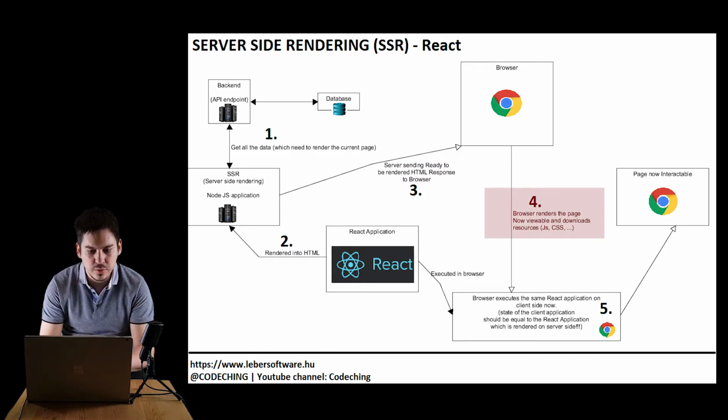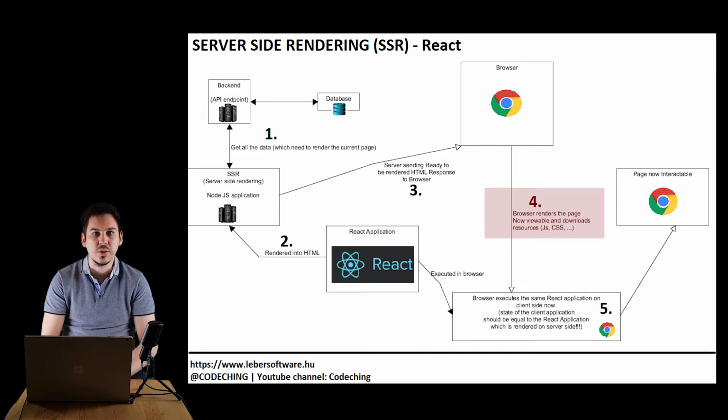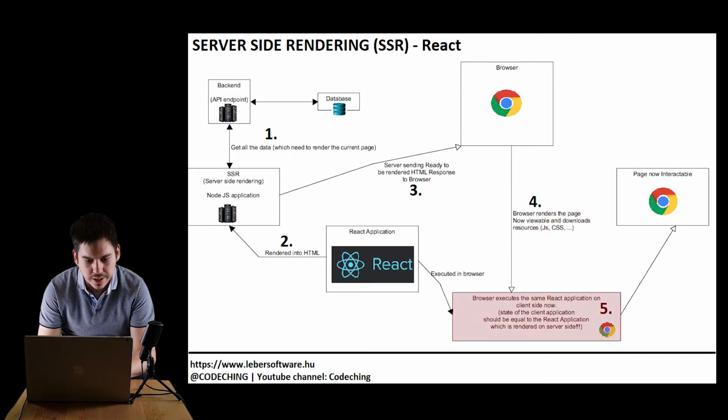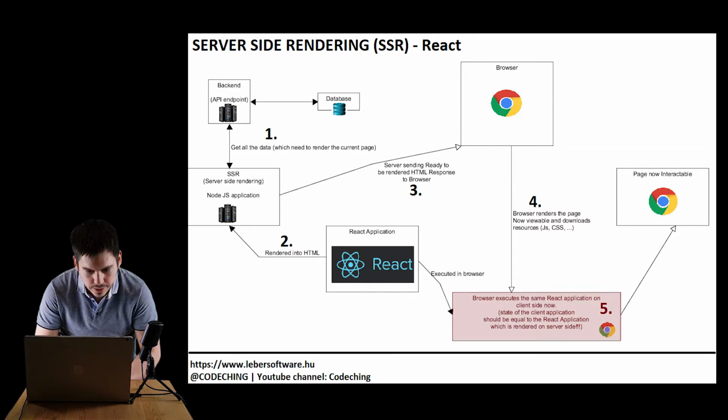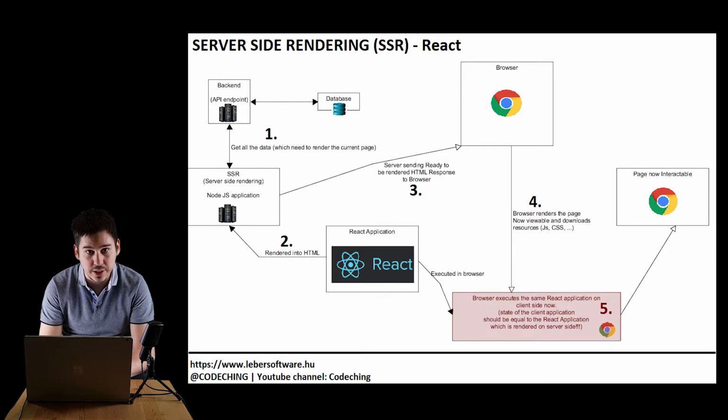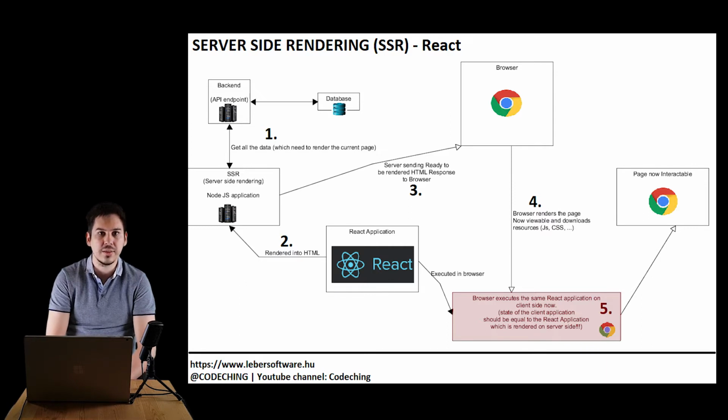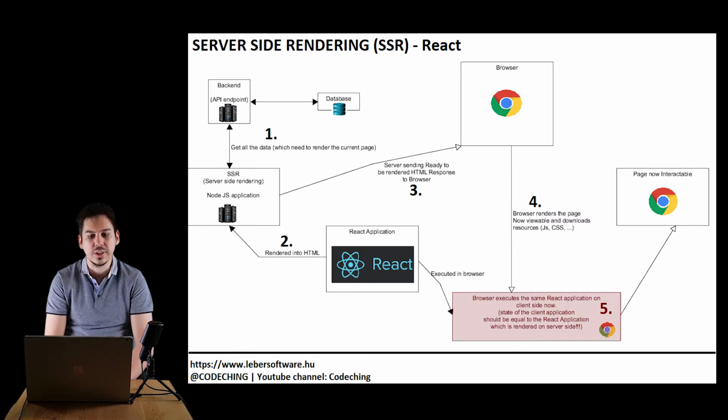Now it's viewable, and it downloads the resources, for example the JavaScript and CSS and any other resources. And the browser executes the same React application, which is rendered on the server side as well. It's very important here that the state of the client application should be equal to the React application which is rendered on the server side, so they should be equal. And after the browser executes the React application, the page is interactable.